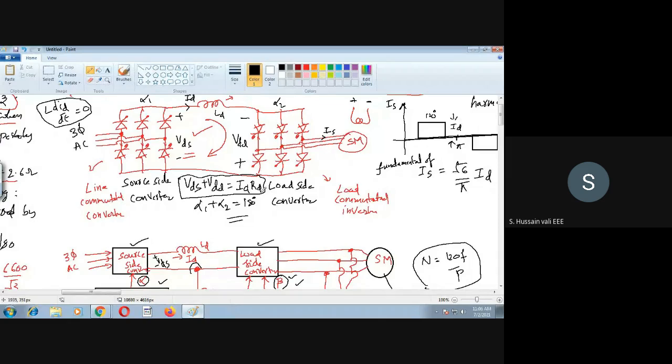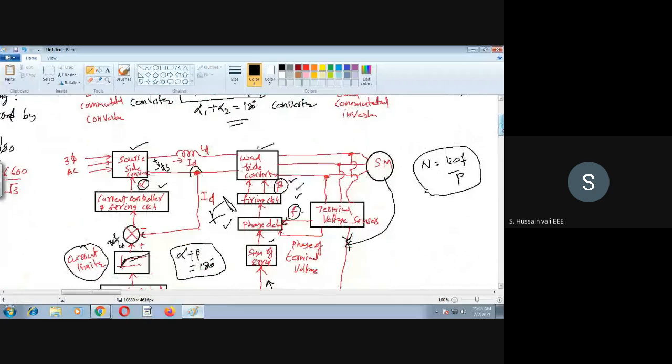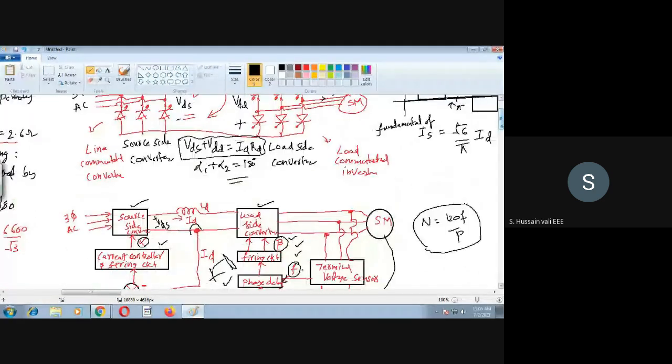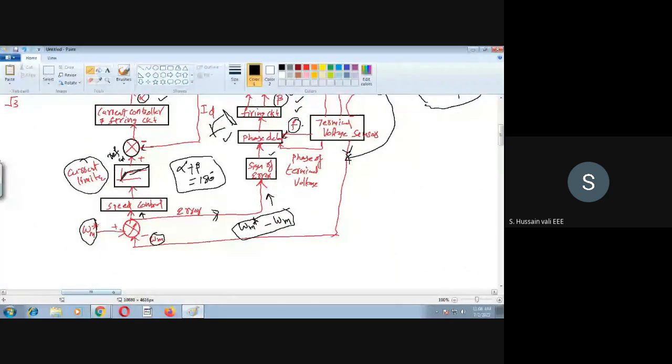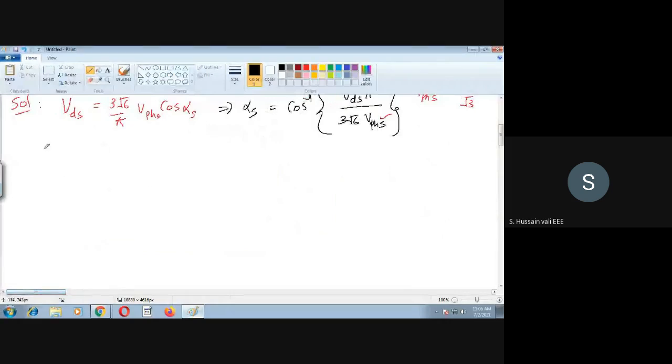So RD value he has given. Now, okay, we'll just bring this equation this side. VDS plus VDL is equal to IDRD. So we'll bring this equation here. VDS plus VDL is equal to IDRD. Now, what are the things we know and what are the things we don't know?